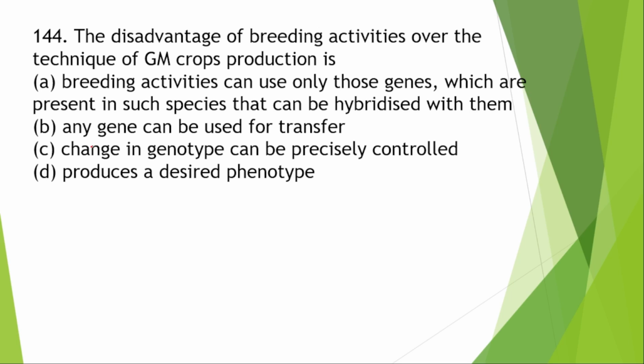144. The disadvantage of breeding activity over the technique of GM crops production is: A. Breeding activity can use only those genes which are present in such species that can be hybridized with them. B. Any gene can be used for transfer. C. Change in genotype can be precisely controlled. D. Produce a desired phenotype. So here the right option is option A.